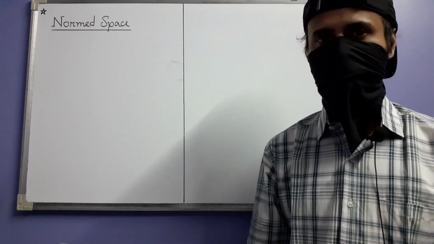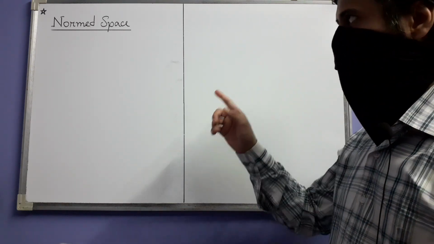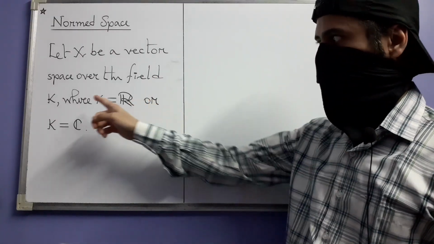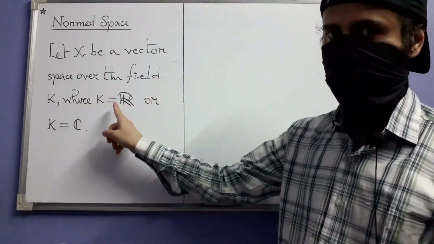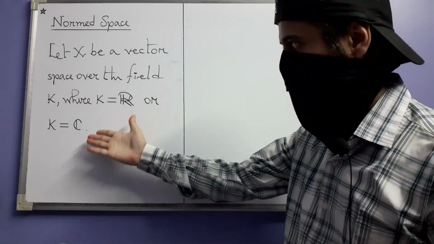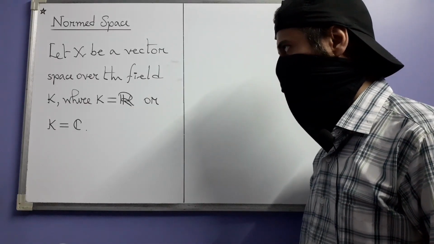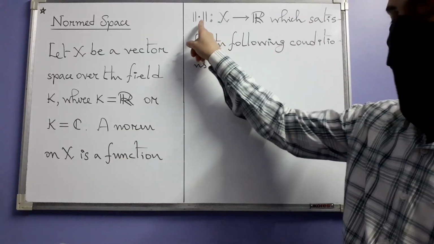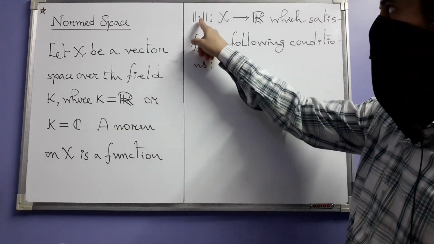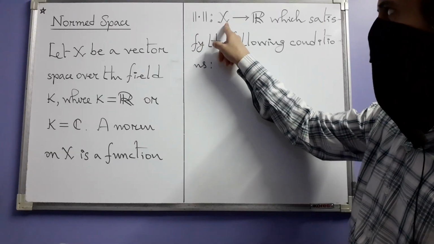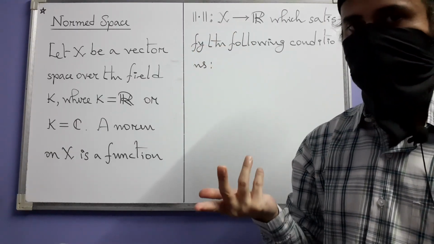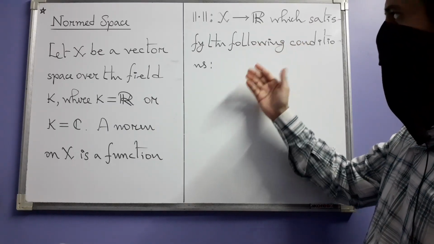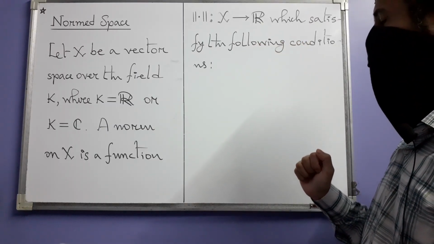Let's start functional analysis next with the idea of a normed space. Let X be a vector space over the field K, where K is either the field of real numbers or the field of complex numbers. A norm on X is a function which we denote by this symbol. Here in place of this dot we are going to put the input, which will be a vector from X, and it's a real valued function which satisfies some conditions.